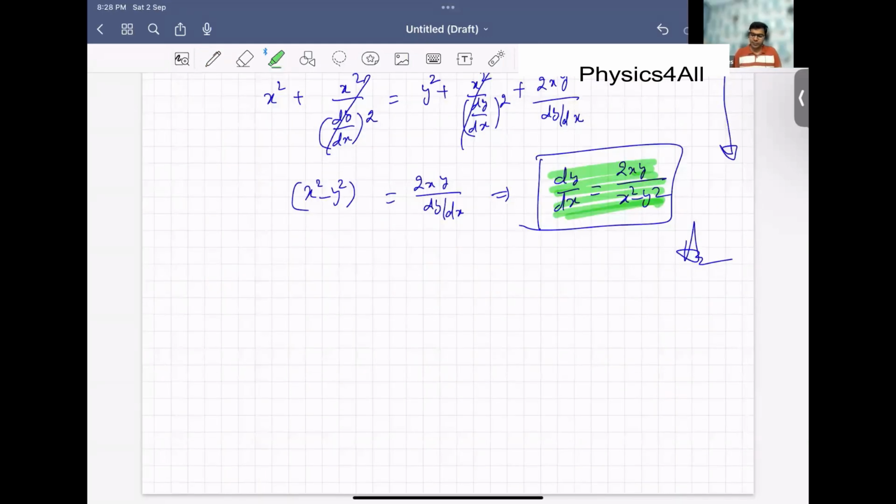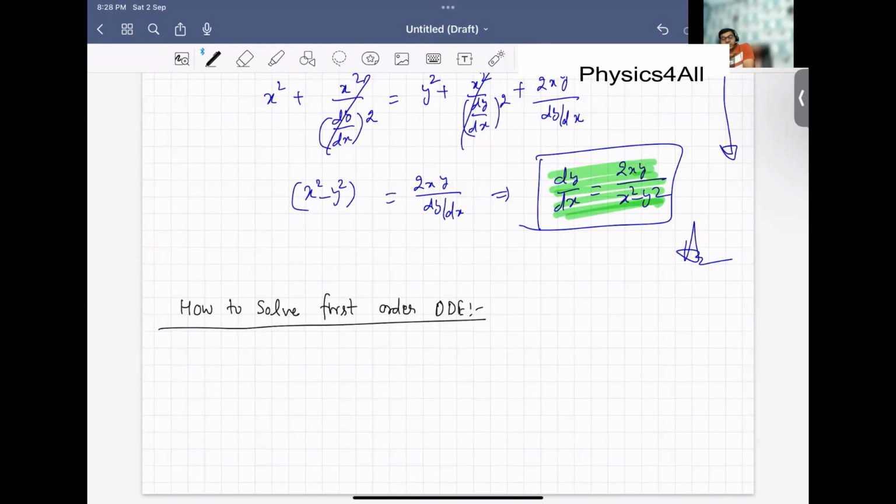So let's come to the portion where we will learn how to solve differential equations. I will start with the first order ordinary differential equation, right? The first method that is used is very simple, but one of the most powerful methods, I would say. It is called the separation of variables.